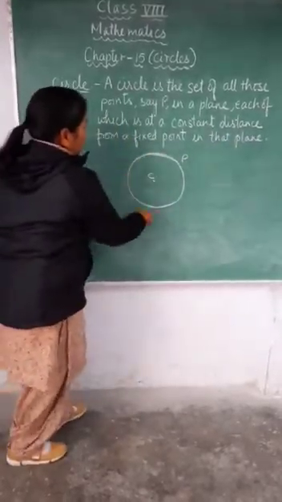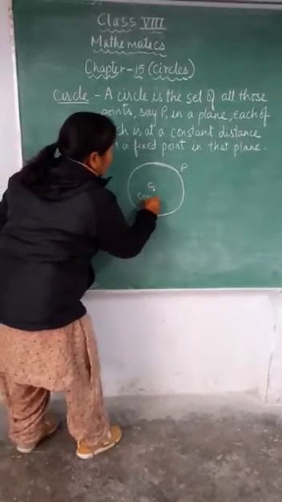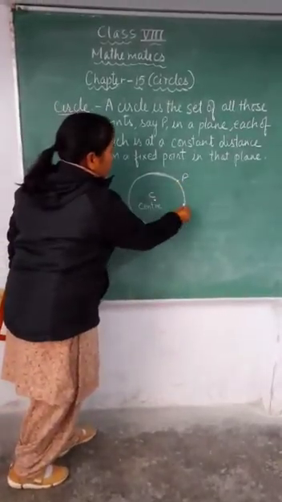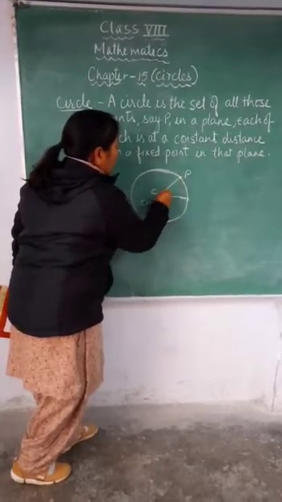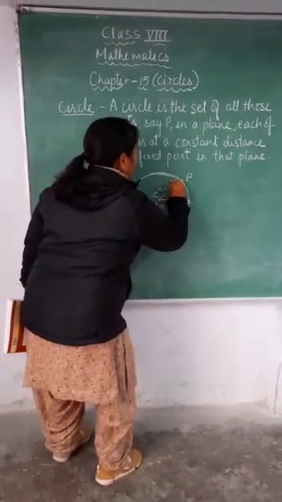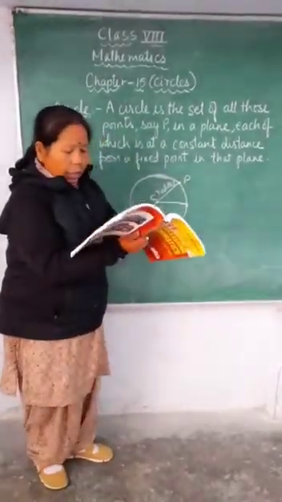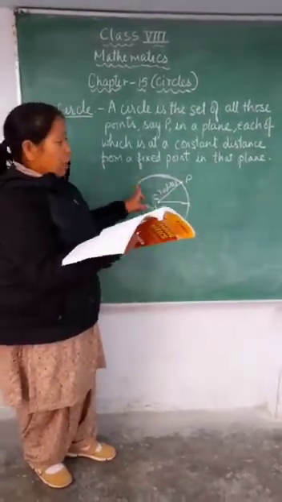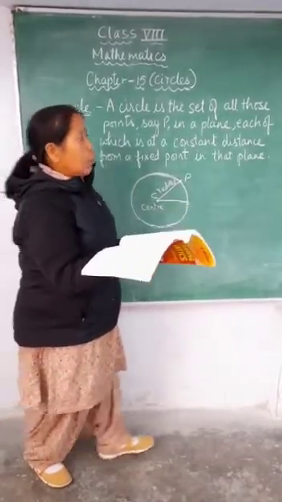Now if you see this figure, the fixed point is C, which is known as the center of the circle, and P is anywhere on the circle. If you take a point, the distance from this fixed point is always equal, and this line is called the radius. Okay, children? This is the radius, and C is the center of the circle, and this figure is called the circle. Now in this chapter we will learn some terms associated with circle.